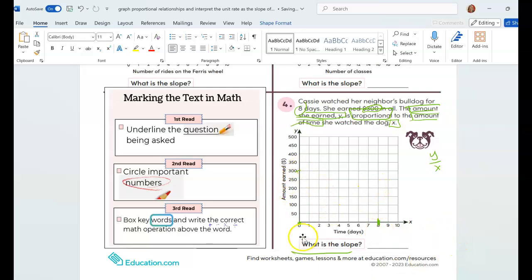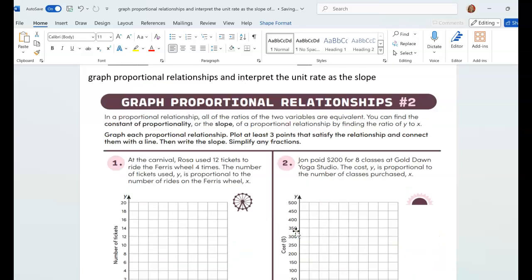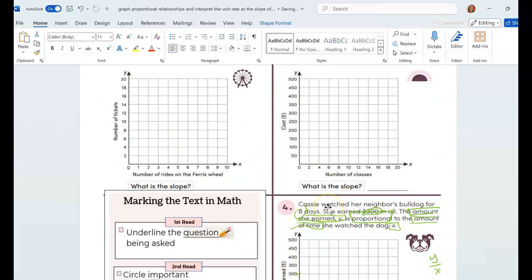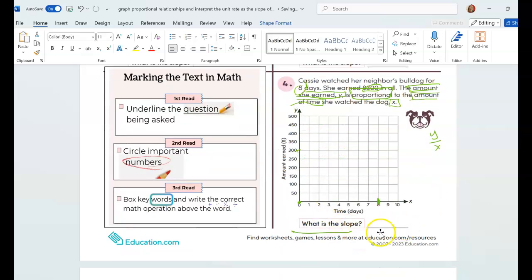Where's that perfect point? You're going to draw your own line. Ready, go. Oh, and don't forget to do at least 3 perfect points. You can do this. And answer what the slope is. Y divided by x. Ready, go.